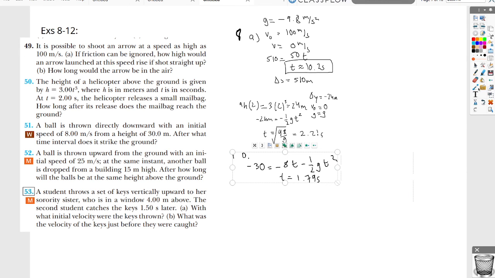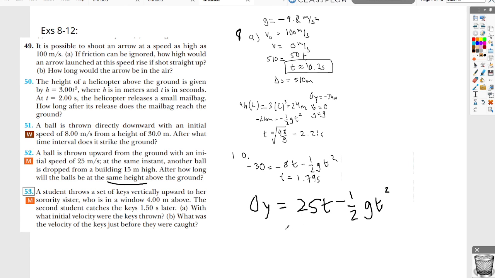That's a little bit of a hard question, but we can always model the two positions, right? Why position? Because we want to find the same height. So delta y of the first one will be equal to, well, the first one is going up 25, right? So 25t minus 1/2 g t squared.